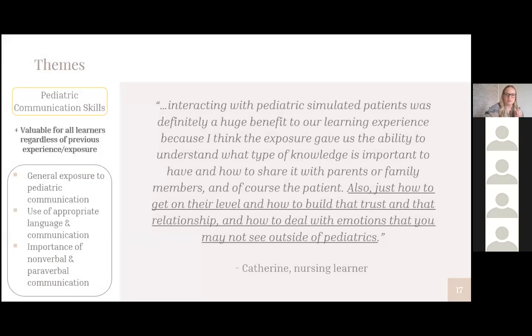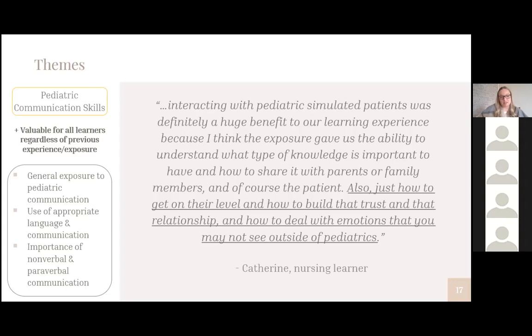So this was really what I was looking for in my research, pediatric communication, and a lot of information emerged regarding this. There were three main areas in which working with pediatric simulated patients assisted in the enhancement of pediatric communication skills. It provided the opportunity for these learners to be generally exposed to pediatric communication. It allowed them the opportunity to learn how to use appropriate language and communication, since often your patients are on different cognitive levels.